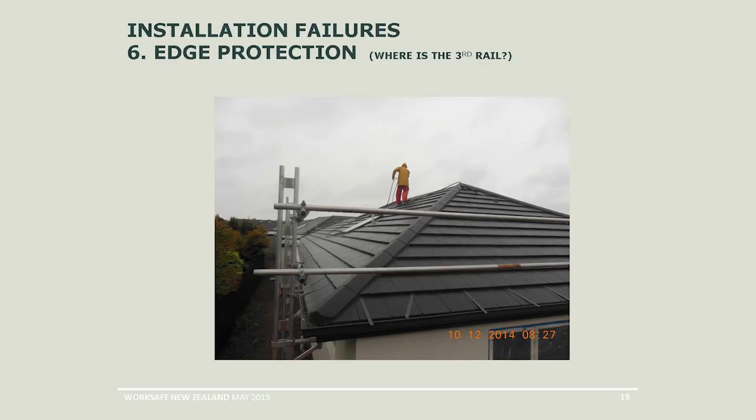All right, so let's have a look at some examples of edge protection. It was a rainy day. The guy is water blasting the roof, and the edge protection is double railed. That gap down the bottom is enough for him to slide under the mid rail and go down. Where's the third rail?